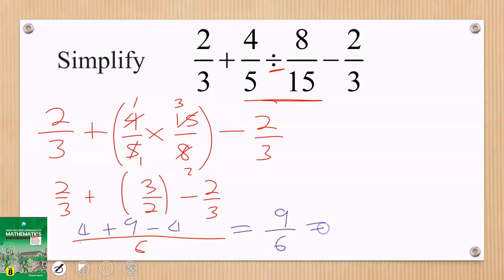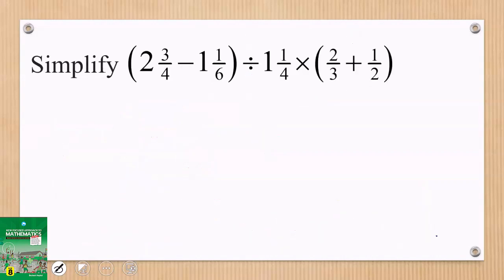And 9 on 6, I can reduce this one to the lowest form. 3 can divide here as 9, 3 can divide here as 2. And so the answer becomes 1 and a half. So that becomes our answer for this very question. Okay, let's take another example and see.